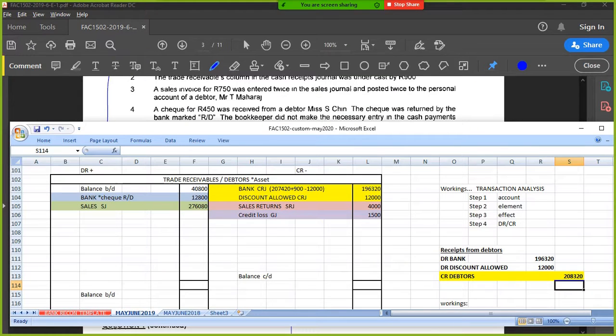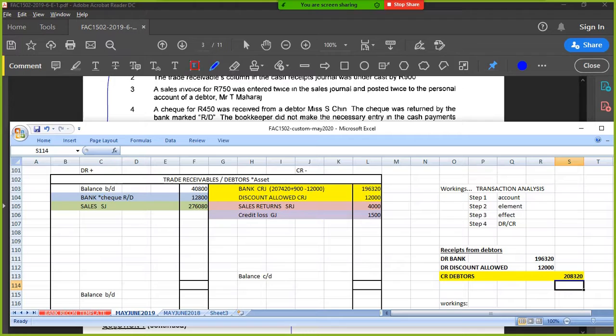Okay, the sales invoice 750 was entered twice in the sales journal and posted twice to a debtor, Maharaj. What must you do? Well, it was posted twice. It was posted too many times. So what must you do? Correct it. Yes. Okay, so how do you correct this?